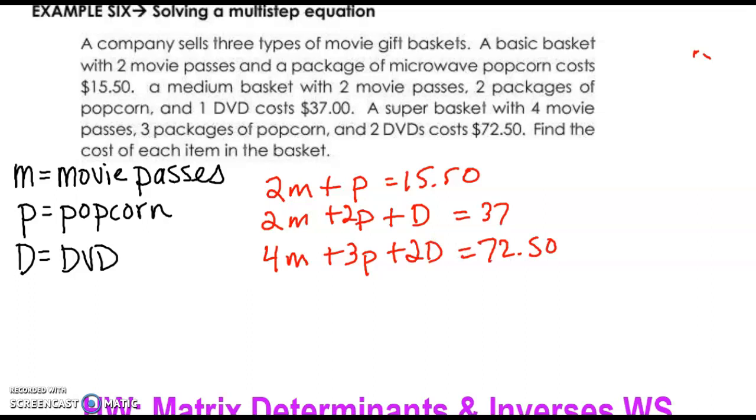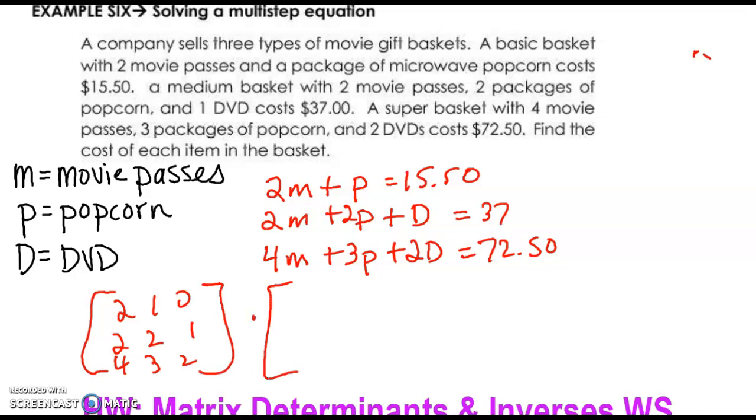I mean, we used to do this by hand. It was such a pain in the butt. Substitution is what you had to use. But now what we can do is we can write a matrix with all these coefficients: 2, 1, 0, 2, 2, 1, 4, 3, 2. Put that in the calculator as A or whatever one you want. Okay, and then put in the variables, times M, P, and D.